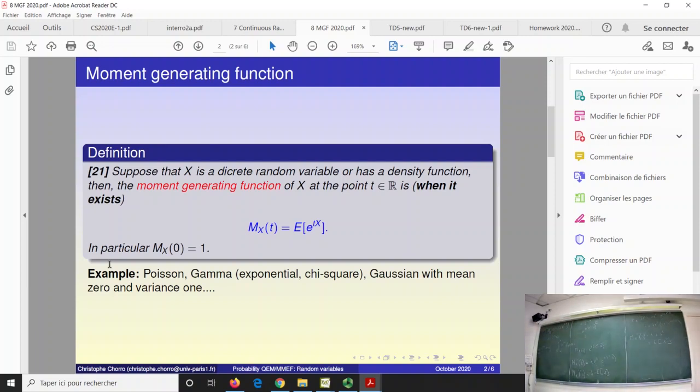So what I have done is this little computation because this mapping has a name: the moment generating function. What are the moments of a random variable? What we call the moments of the random variable are the generalization of the expectation, the expectation of the square, and so on. So the moments are the expectation of x squared, the expectation of x to the power 3, the expectation of x to the power 4, and so on.